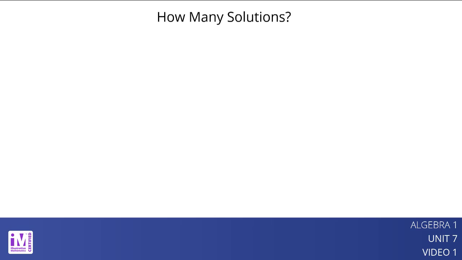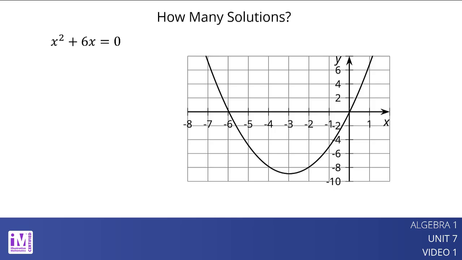Here are some examples. How many solutions does the equation x squared plus 6x equals 0 have? Let's graph the equation y equals x squared plus 6x. We can see that there are two x-intercepts at 0, 0 and negative 6, 0, so there are two zeros at x equals 0 and x equals negative 6. In other words, there are two solutions, since x equals 0 and x equals negative 6 are solutions to the equation x squared plus 6x equals 0.